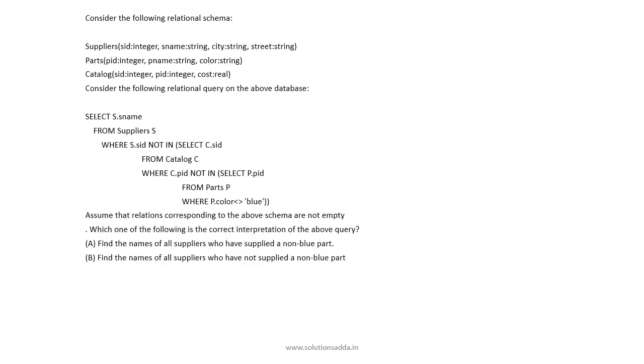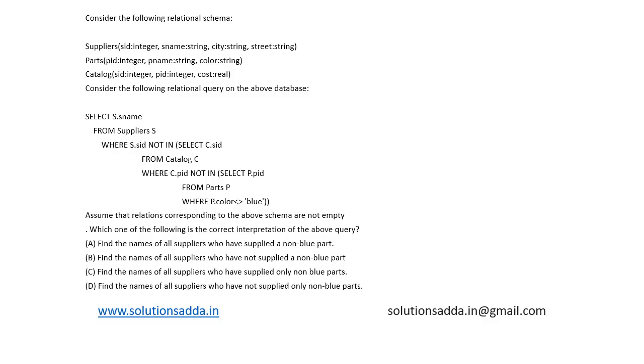So let's see the option. That is option D is the right choice because it finds the name of all suppliers who have not supplied only non-blue parts. So option D is the right choice.